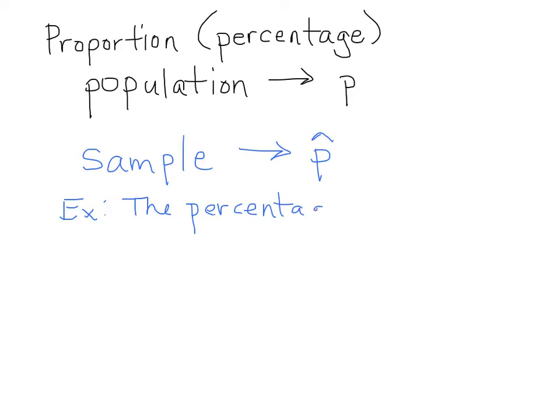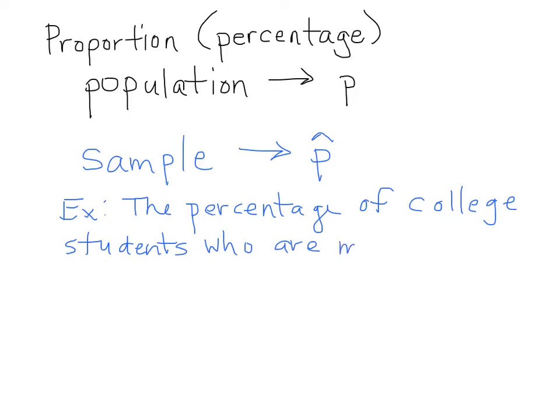So for example, say we wanted to know the percentage of the population, the percentage of college students who are military veterans. What we want to get is the true population proportion. But there's probably a lot of college students in the United States, and so we're probably going to instead get a sample.